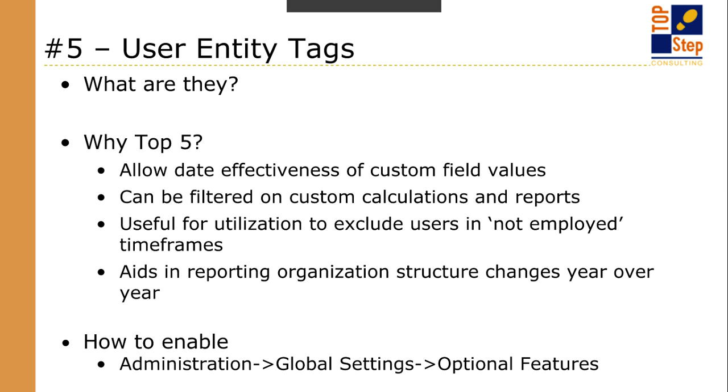The third bullet here is particularly useful for utilization, to exclude users in not employed timeframes. In OpenAir, you can set users to be either active or inactive, and they will show up or not show up in a very binary fashion. But if you're running a quarterly report and they were employed in your organization for part of that quarter, you want them to show up in terms of utilization numbers particularly for the part of that quarter that they were in, but you don't want their lack of time sheets entered during the time when they were not employed to count negatively against your utilization. And so entity tags allow that to be very date constrained so it doesn't affect your calculation.